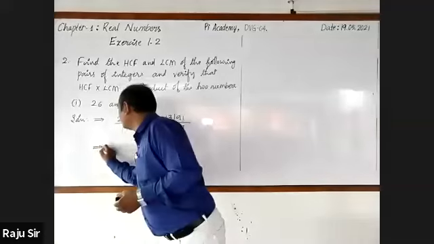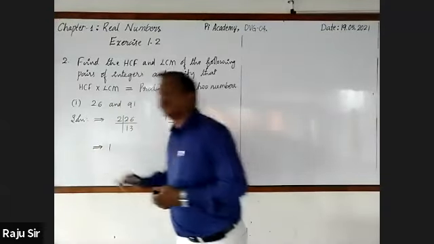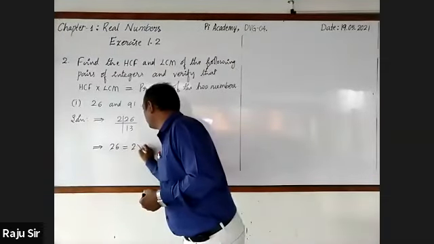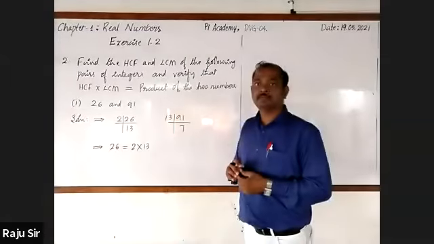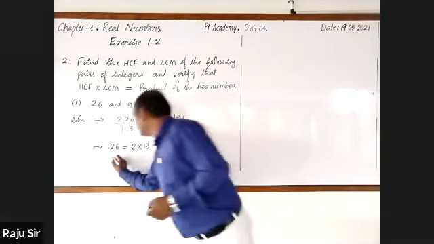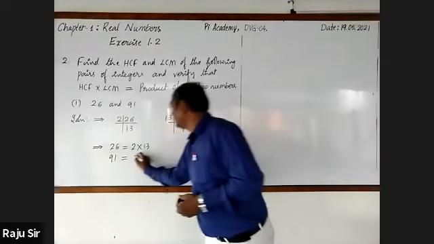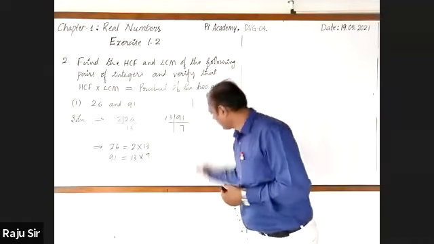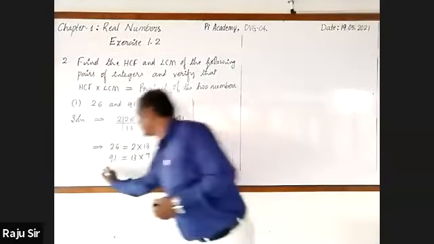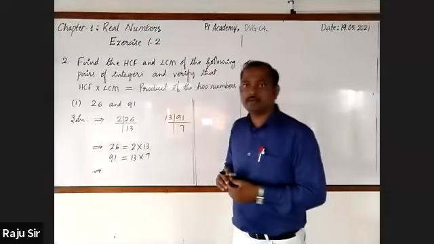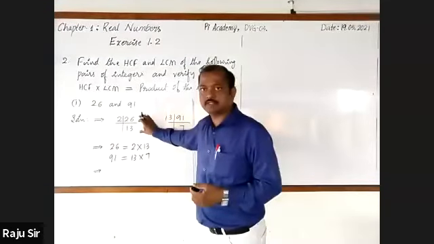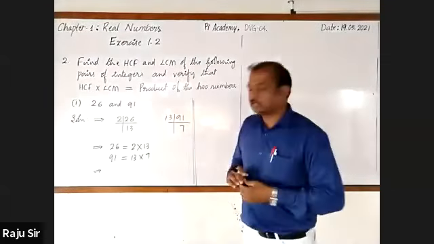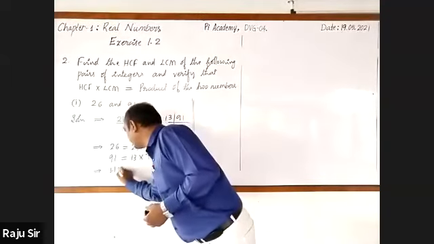Yes. Now, let us write the prime factorization of each number. 26 can be written as 2 into 13. Correct. And 91 is written as 13 into 7. Now let's go for finding the HCF and LCM. Put the implies symbol without fail. First step, to find out the prime factorization. Second one, to write the prime factorization. And in the third part, we are going to find out both HCF and LCM.